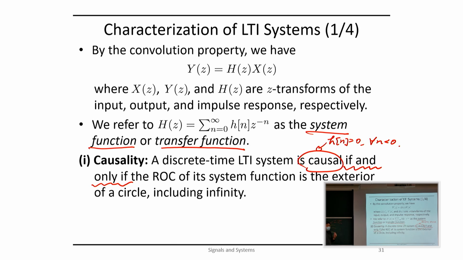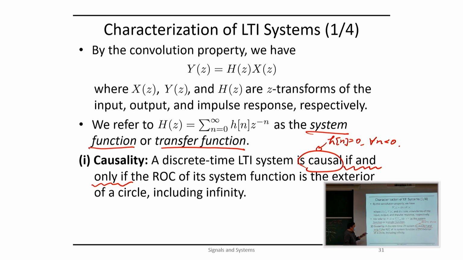So if you recall in Laplace transforms, this is only a one-sided statement. In the Laplace transform, we were only able to say that if a system is causal, the ROC is the right half plane. But if the ROC is the right half plane, we cannot directly say that the system is causal. But why can we make this two-directional statement here? Here we're saying that if your system has an ROC that is the exterior of a circle, then it must be causal.